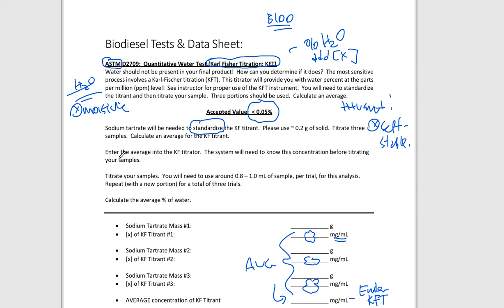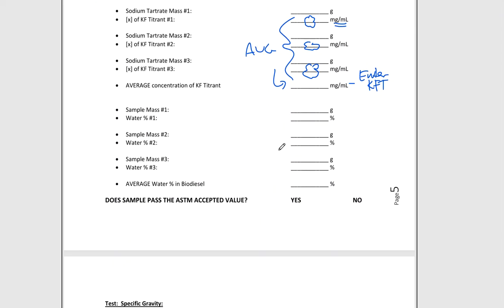And up here at the top, after we enter the average into the KF titrator, then we're going to titrate the samples, and we need about 0.8 to 1 milliliters of the sample. So this is a liquid sample, and keep in mind the proper way to inject liquids on a Karl Fischer titrator. So we use the syringes and we use the needle tips. So we will suck up the biodiesel into the syringe, and then what will happen is that we'll puncture the septum of the instrument and we'll squirt in about 0.8 to 1 milliliters of sample.